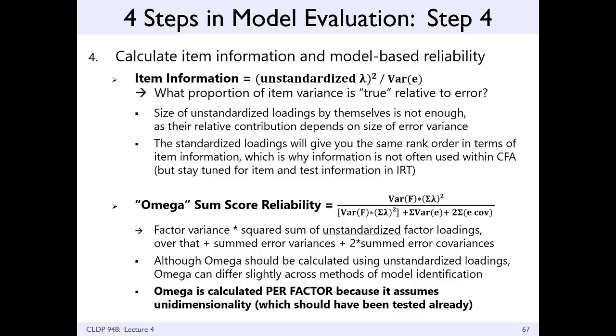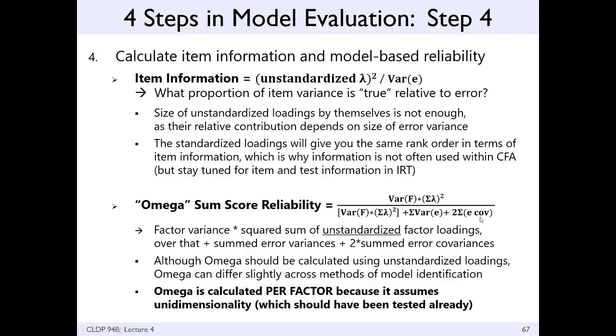With 5 minutes left in class. So this comes from your output. Omega uses the factor loadings and the residual variances to compute an index of what your reliability would be if you sum-scored your items. So you're not assuming that all items are equal because you're taking into account their factor loadings and their error variances. You are assuming unidimensionality, though, and that you would have tested through the factor model process.